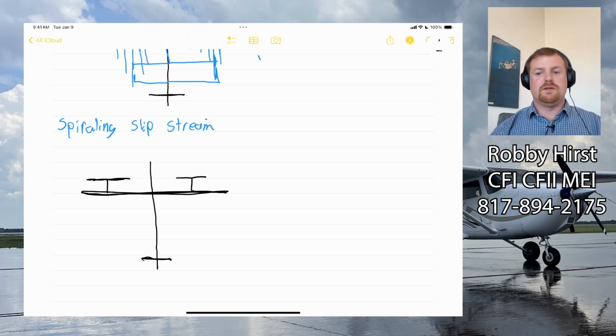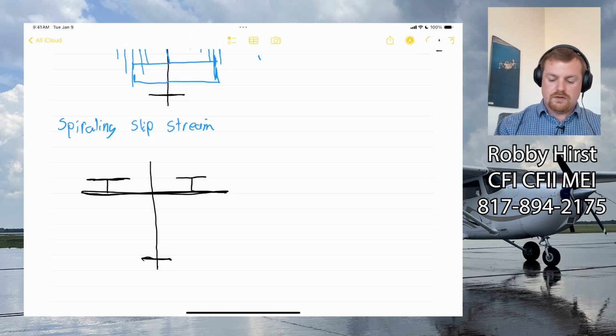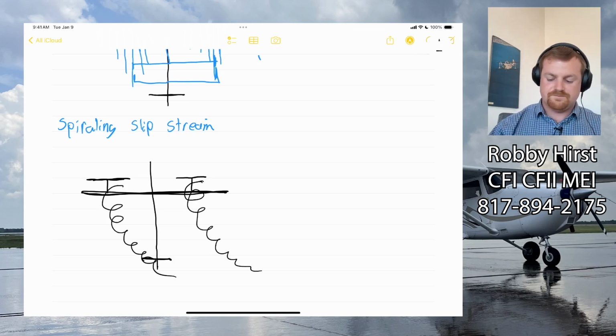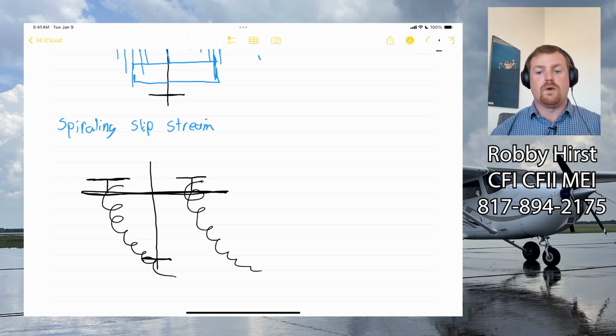So our spiraling slipstream, as air comes off of the prop, it will spiral down and to the right. And so as air comes off, we've got air spiraling off like this. So you'll notice that the air coming off of our left engine is going to be hitting our rudder. And the more airflow that we have coming over our rudder, the more rudder authority that we have, the more that we're able to control our yaw.